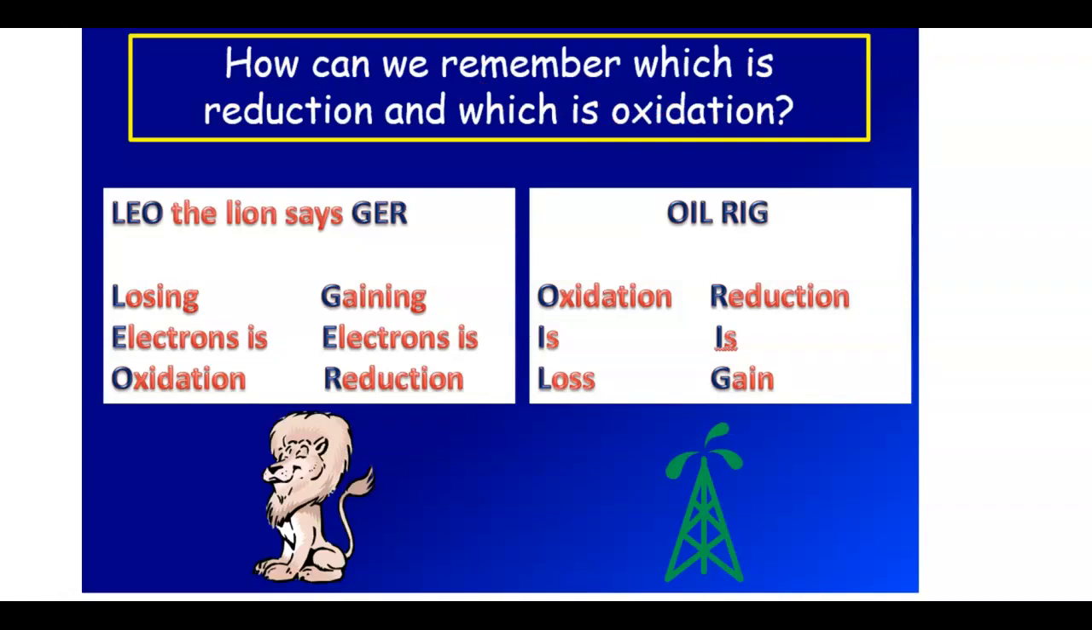Okay, so we've already talked about this. How are you going to remember which one is which? You can say LEO the lion says GER: losing electrons is oxidation, gaining electrons is reduction. And there's also OIL RIG: oxidation is the loss of electrons, reduction is the gain of electrons. I don't care which one you use. You just have to be able to know what's happening.